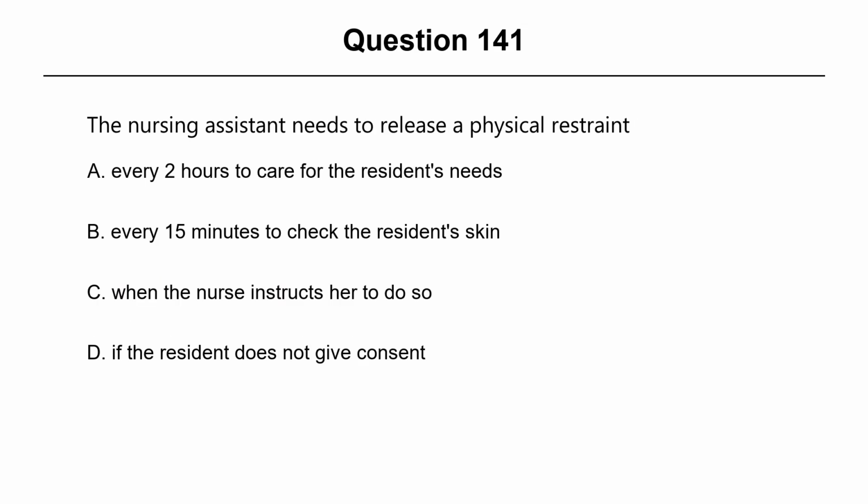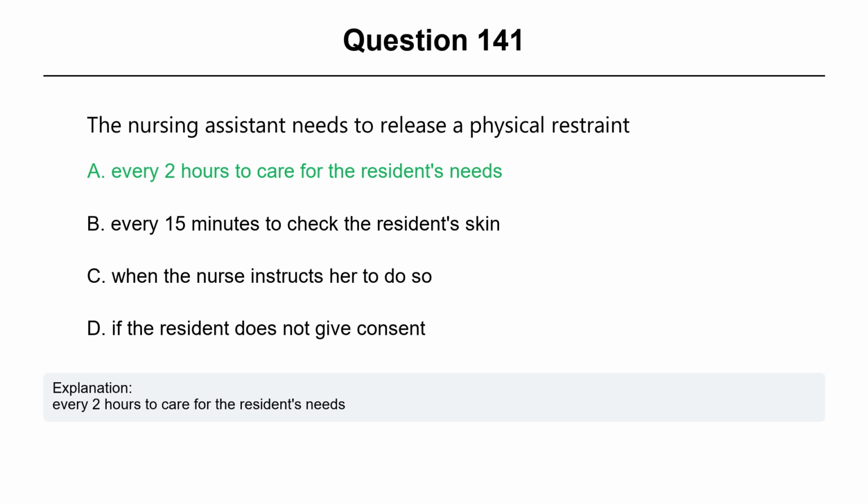Question 141. The nursing assistant needs to release a physical restraint. Option A, every 2 hours to care for the resident's needs. Option B, every 15 minutes to check the resident's skin. Option C, when the nurse instructs her to do so. Option D, if the resident does not give consent. The correct answer is option A, every 2 hours to care for the resident's needs.